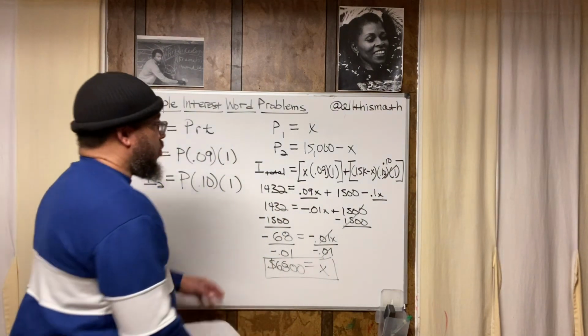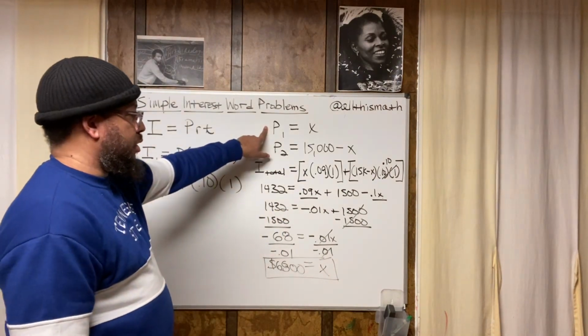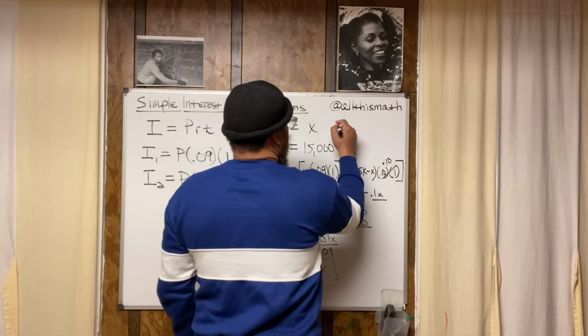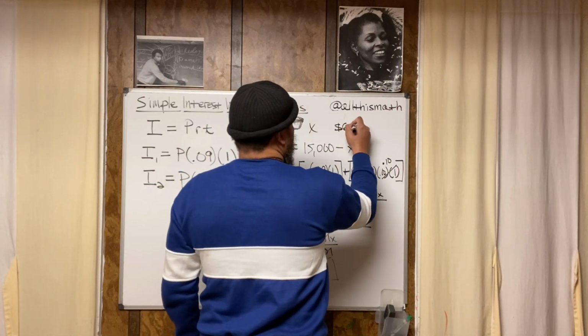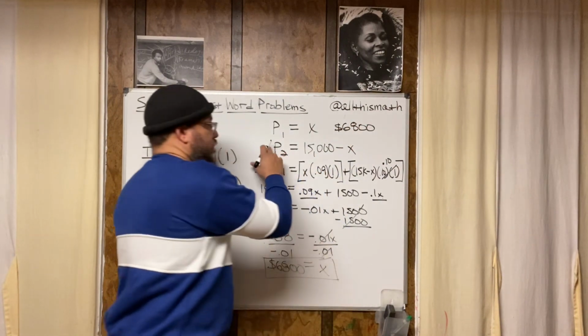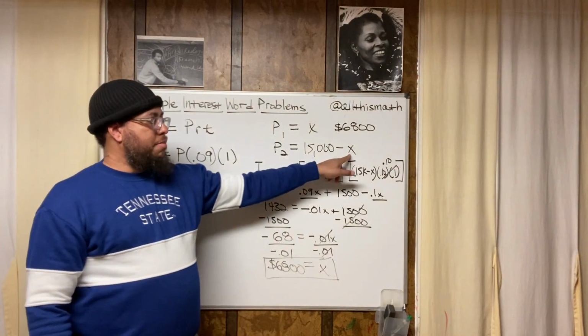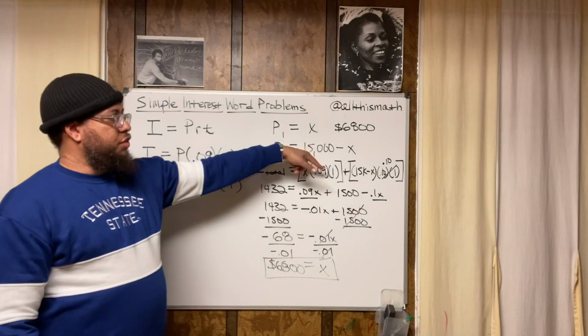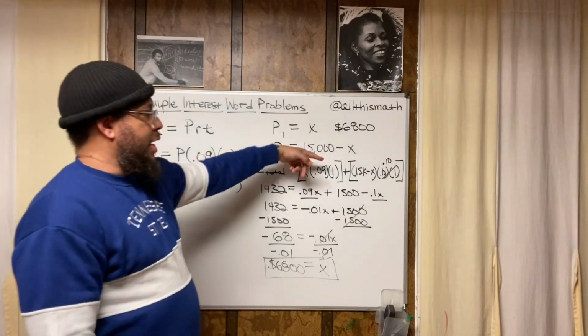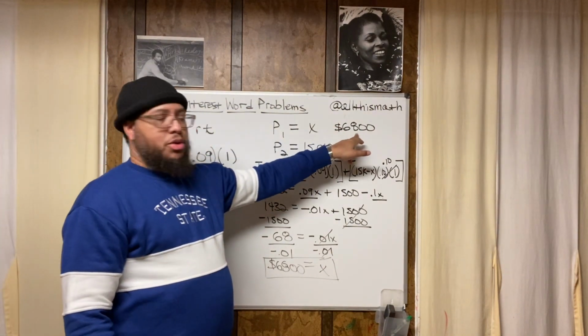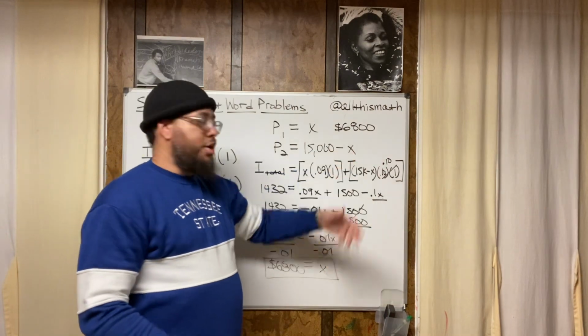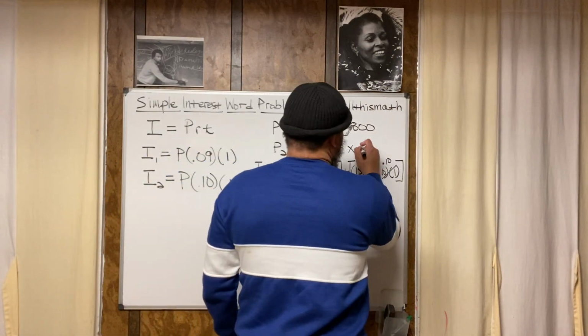So if the principal from the first investment was $6,800, then what's the principal from the second investment? 15,000 minus the 6,800. So 15,000 minus 6,000 is going to be 9,000. And then 9,000 take away the 800 is going to be 8,200. So it's $8,200.